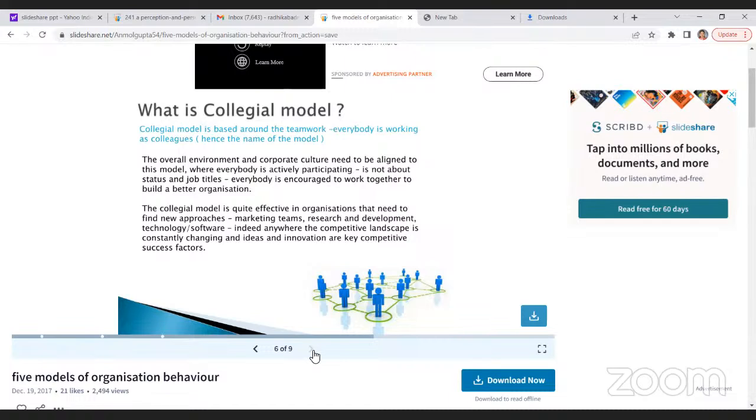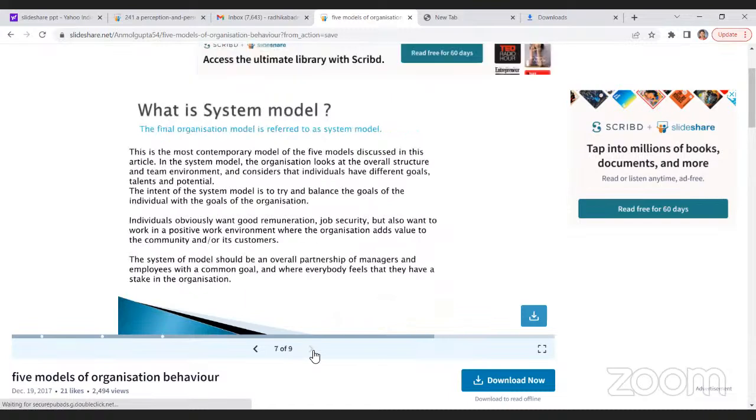So these are the various models. Another one is the system model. This is the most contemporary model of the 5 models discussed in this article. In this system model, the organization looks like an overall structure and team environment, and considers that individuals have different goals, talents, and potentials. The intent of this system model is to try to balance the goals of individuals and organizations. So when the management helps the employees to achieve their individual goals, the individual who satisfies his goals will get motivated to contribute to the development of the organization.